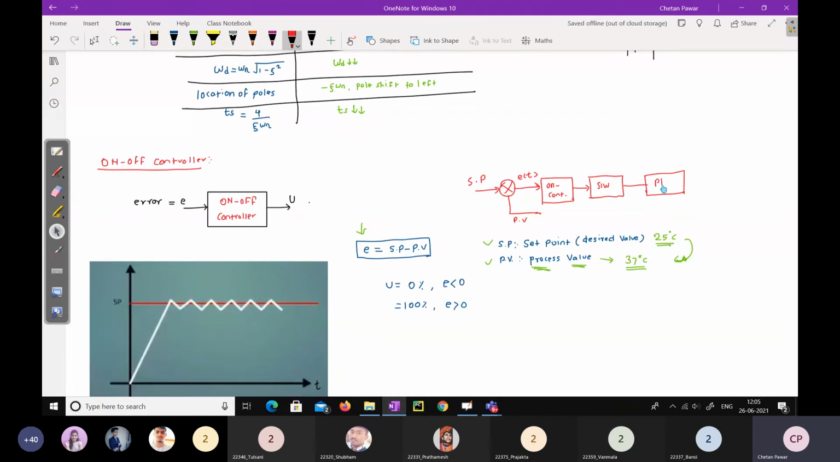So what is this on-off control doing? If this error is less than 0, at that time the output will be 0%, and this switch will be off, and similarly this controller will be off. If the error is greater than 0, the output will be 100%. So this switch will be on, and the controller is also on, right?